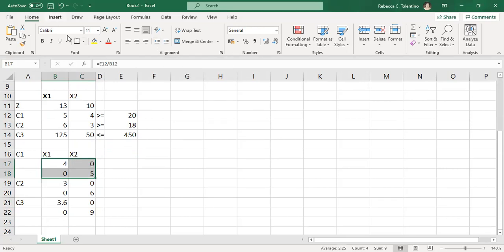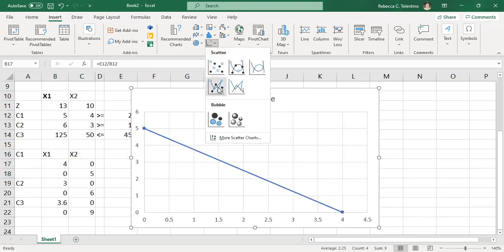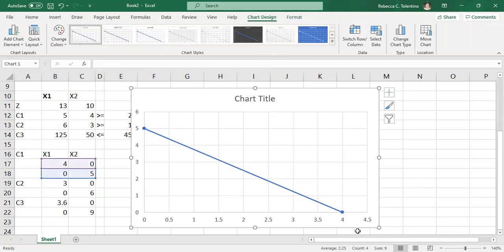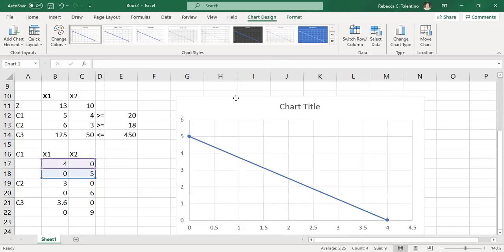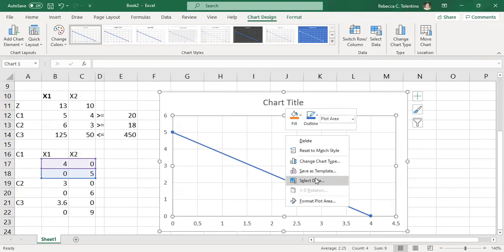For the graph, what we will use is a scatter plot. Scatter plot with straight lines and markers. Can you see, guys? So here is the graph of the first equation, which is 5x1 plus 4x2 equals 20. But we need to graph C2 and C3 as well. So right-click and then choose select data.